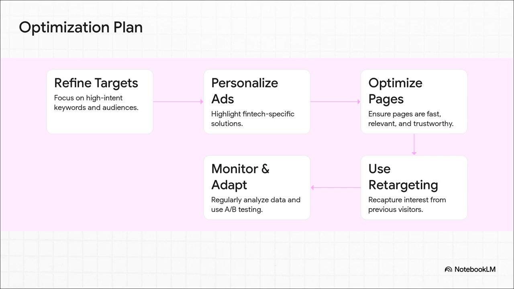Third, optimize those landing pages to build trust the second they arrive. Fourth, use retargeting to bring back those folks who showed interest but got away. And finally, number 5, constantly monitor and adapt, because this market does not stand still. This is how you go from chasing quantity to attracting real quality.